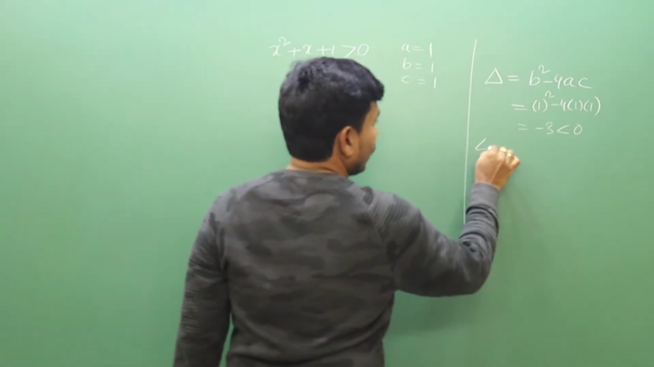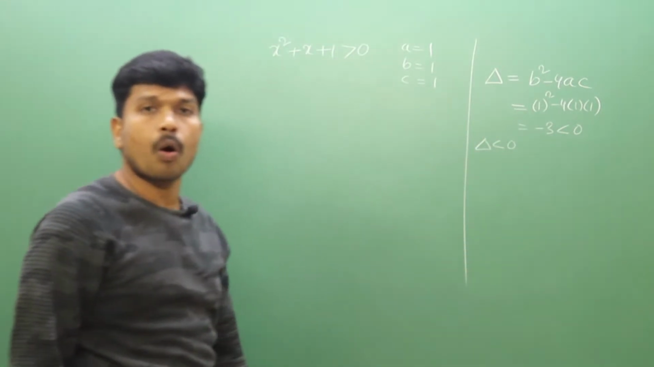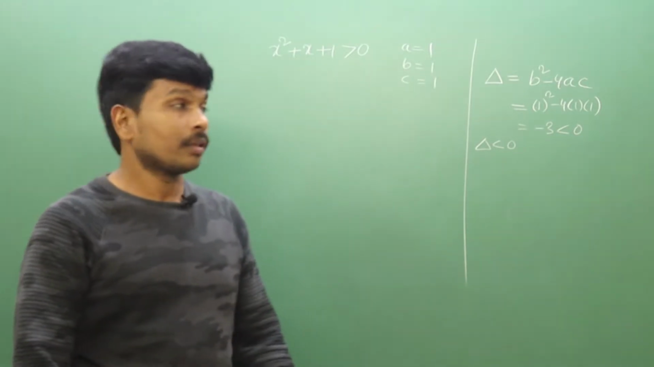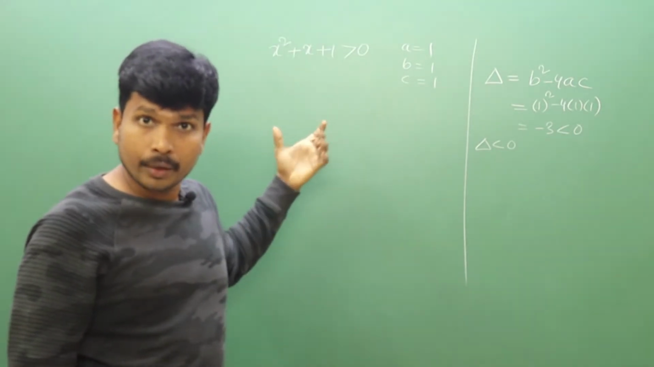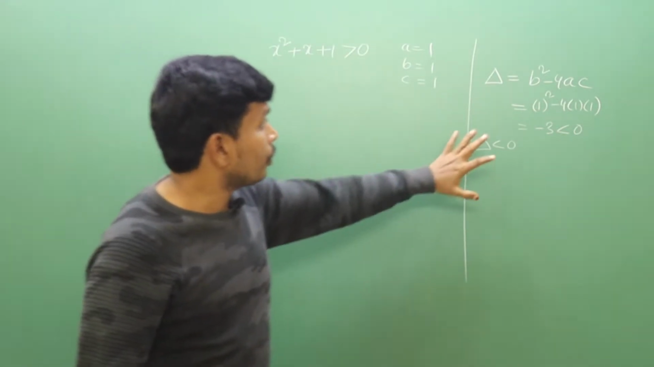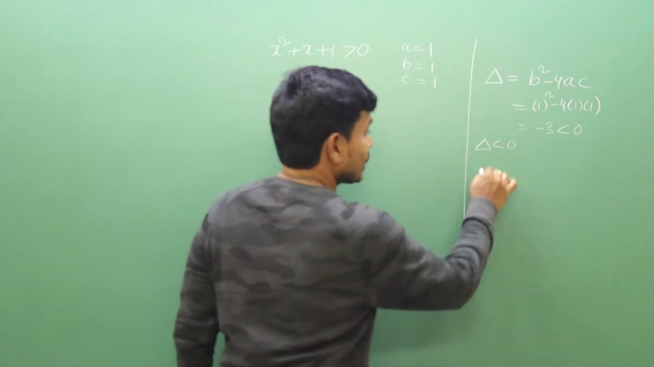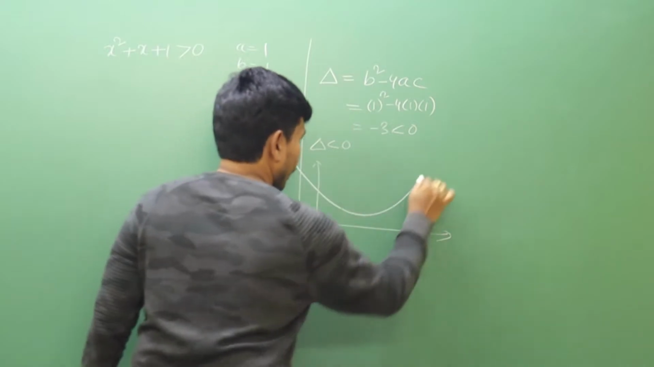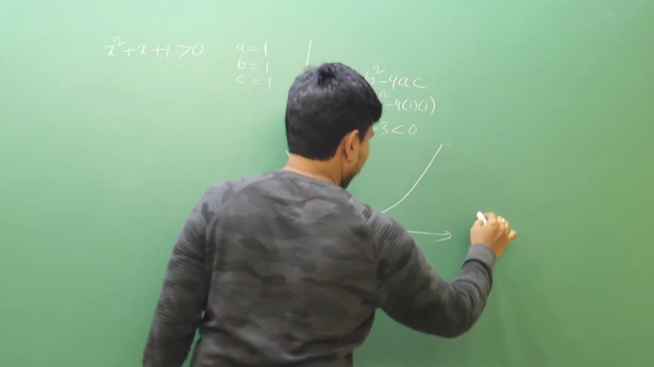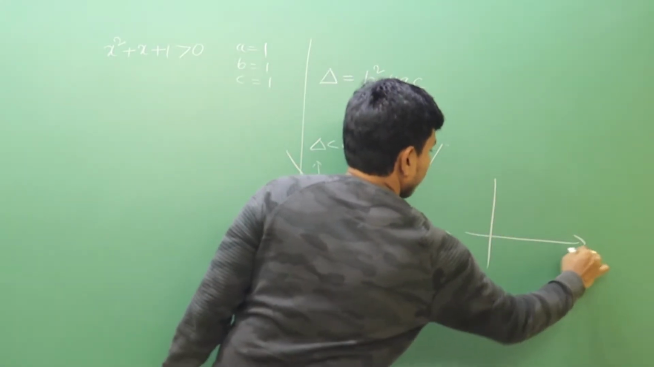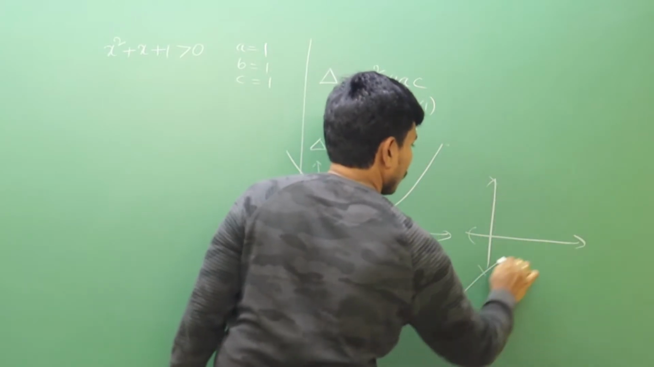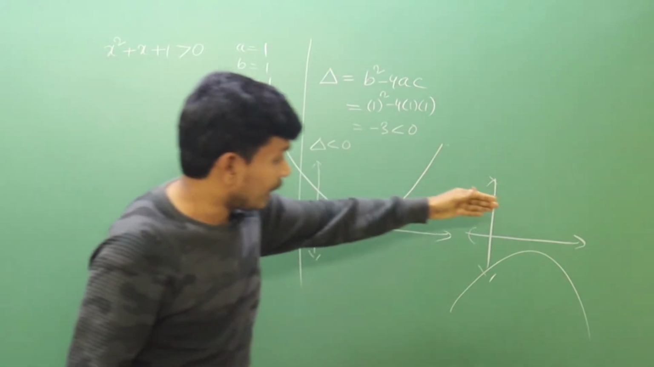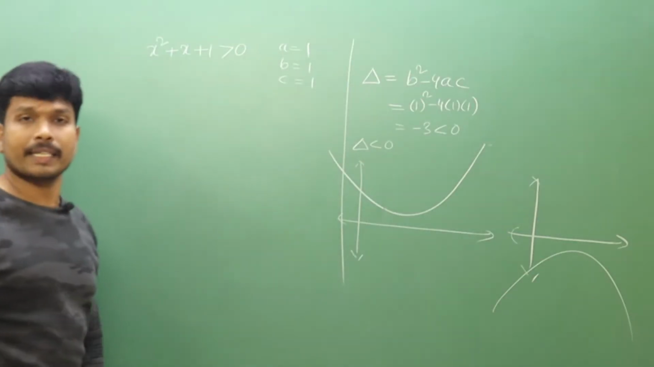Delta less than 0, then the roots are imaginary, complex roots conjugate to each other. Those are not real values, but here in inequations we need only real values. Do you know the graph of it? When delta is less than 0, your graph may be like this, or one more graph like this. Entire graph either above the x-axis or entire graph below the x-axis.